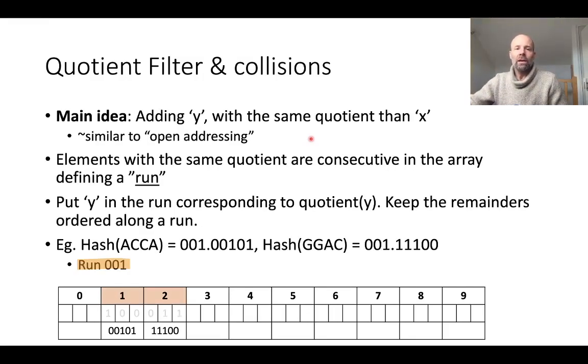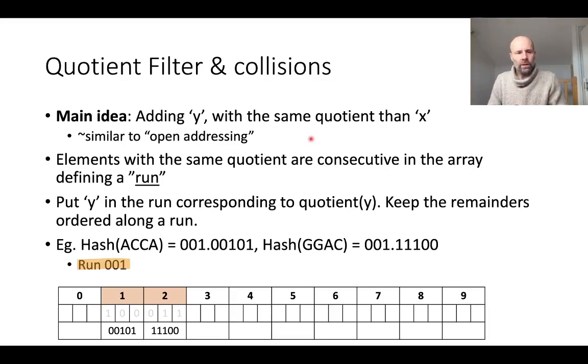The main idea of a quotient filter, when you insert 2 elements that have the same quotient, so the same address, is to store the remainder of the new element somewhere else in the filter. So this is somehow similar to open addressing in a hash table. The key idea is the fact that all elements having the same quotient are consecutive in the array, and all those consecutive elements having the same quotient define what is called a run.